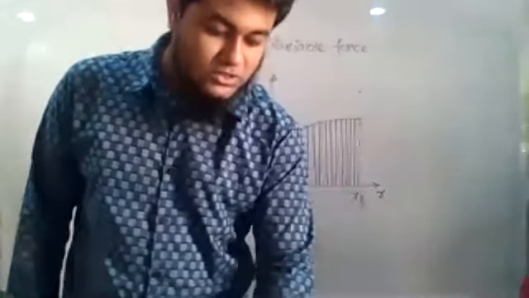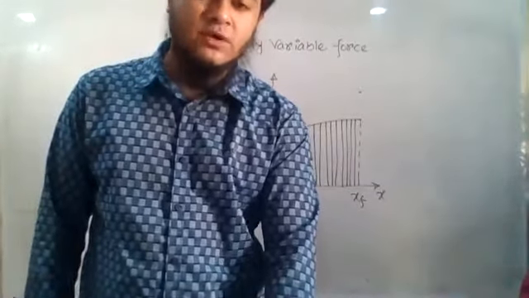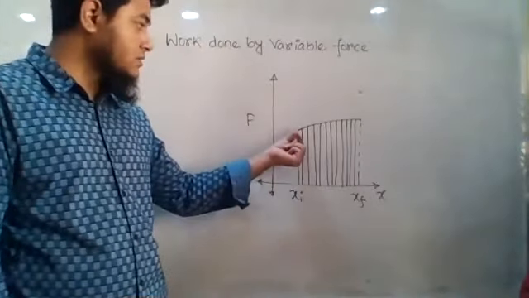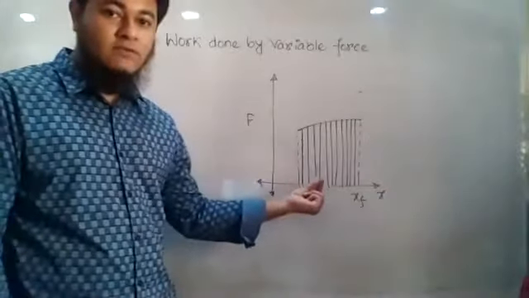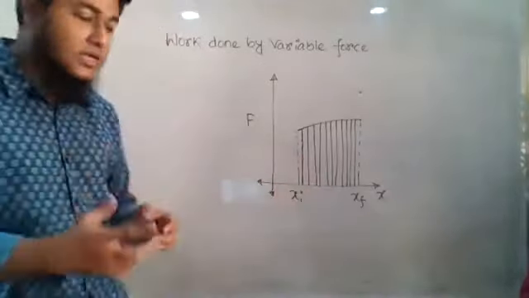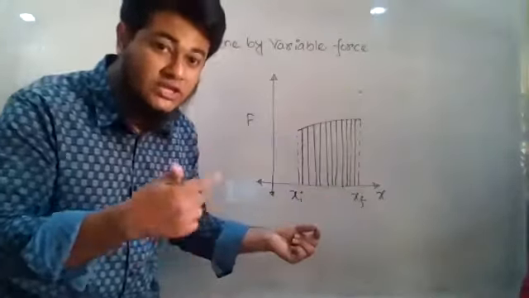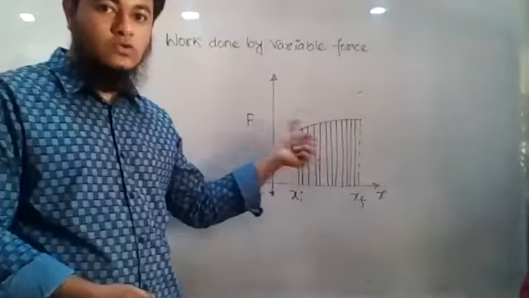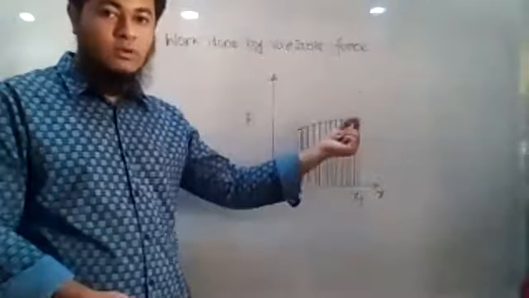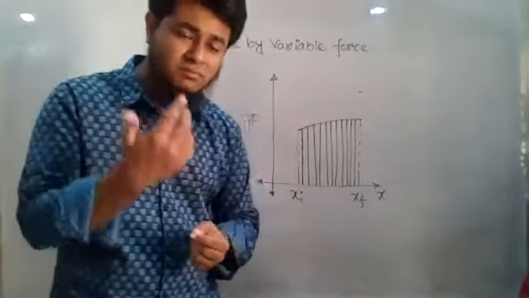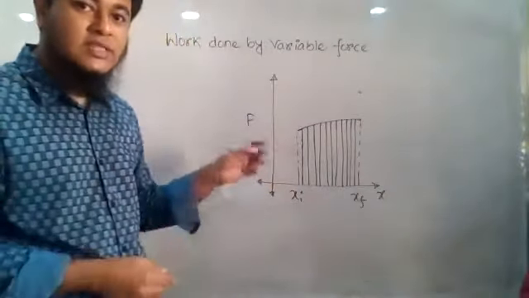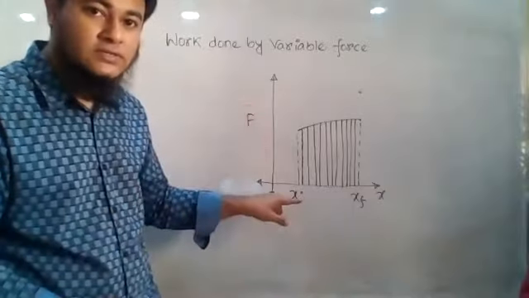Suppose the magnitude of the force depends on the distance x traversed by the object. From the graph, it is very clear. At the position of xi there was a certain value of x, and as the value of x changed, the force also changed. At this point, there is a particular value of force. At this point, there will be a particular value of force. So depending on x, the value of F is changing. So what can we say? We can say that F is a function of x.